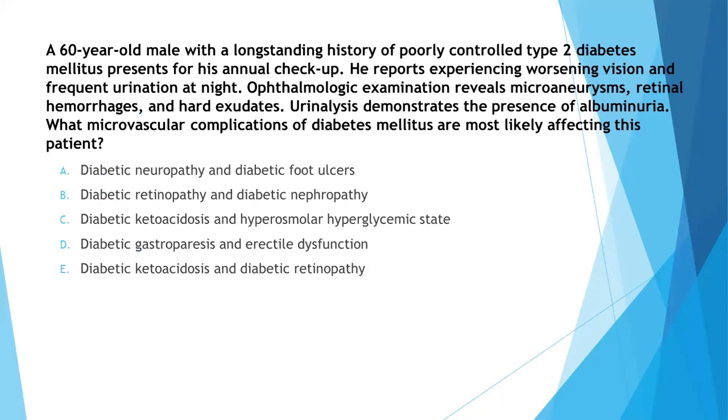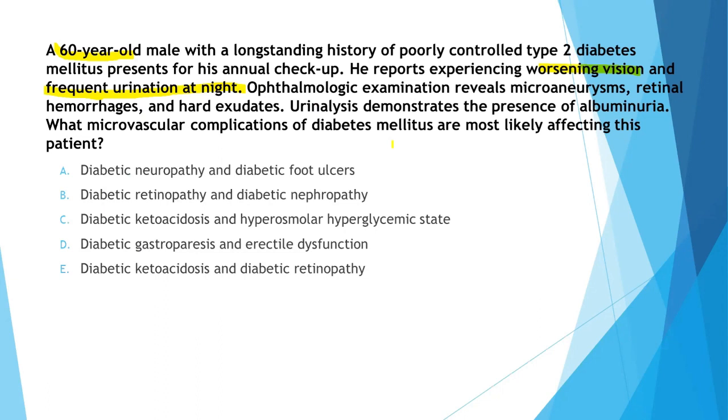So whenever you encounter a USMLE style question, the first thing you need to do is to read the last line first. What microvascular complications of diabetes mellitus are most likely affecting this patient? A 60-year-old male with a long-standing history of poorly controlled type 2 diabetes mellitus presents for his annual checkup. He reports experiencing worsening vision and frequent urination at night. Ophthalmologic examination reveals microaneurysms, retinal hemorrhages, and hard exudates. Urine analysis demonstrates the presence of albuminuria. Now, what microvascular complications of diabetes mellitus are most likely affecting this patient?